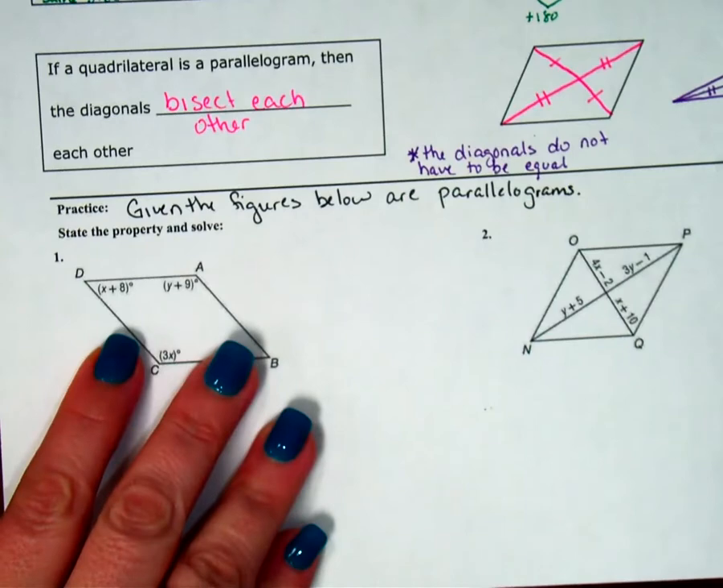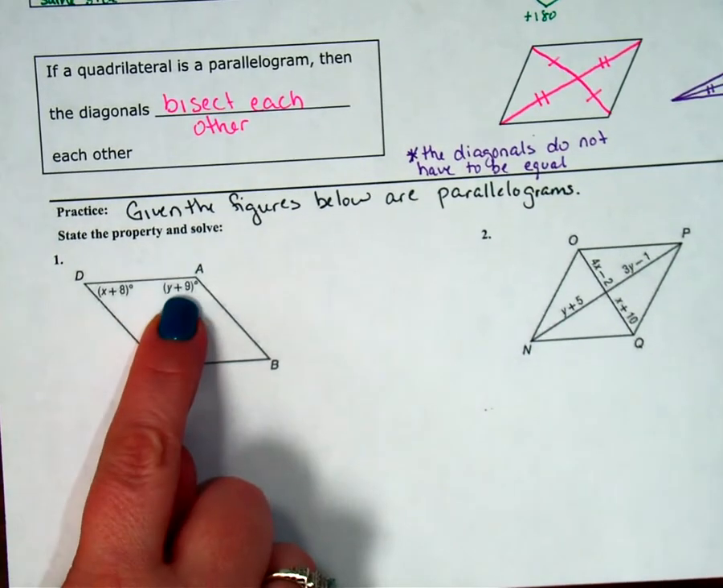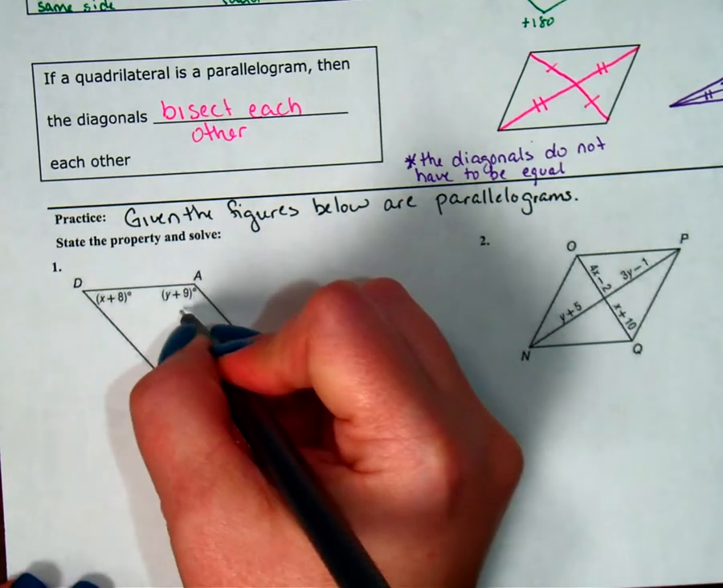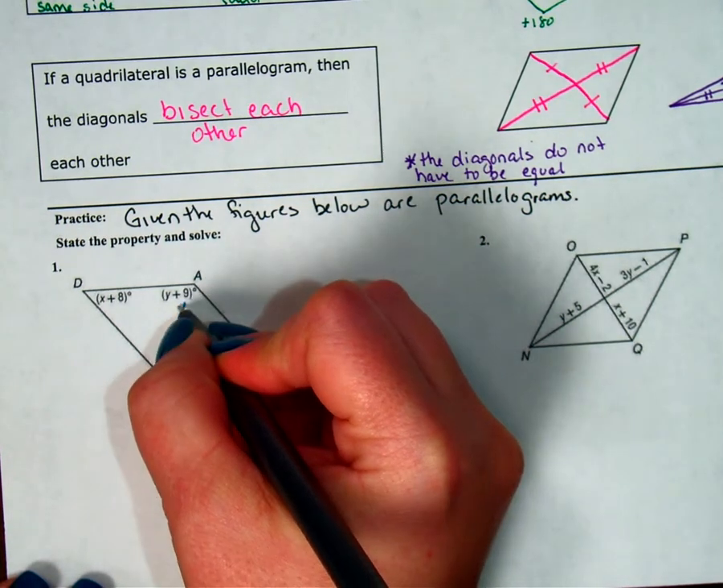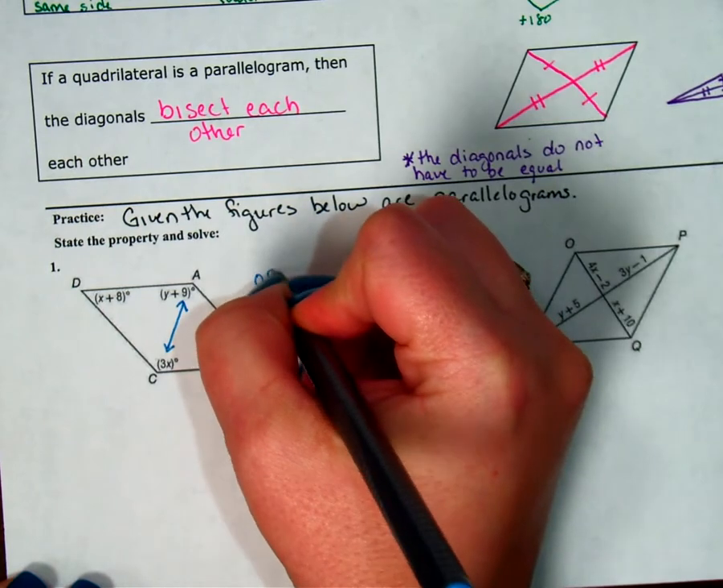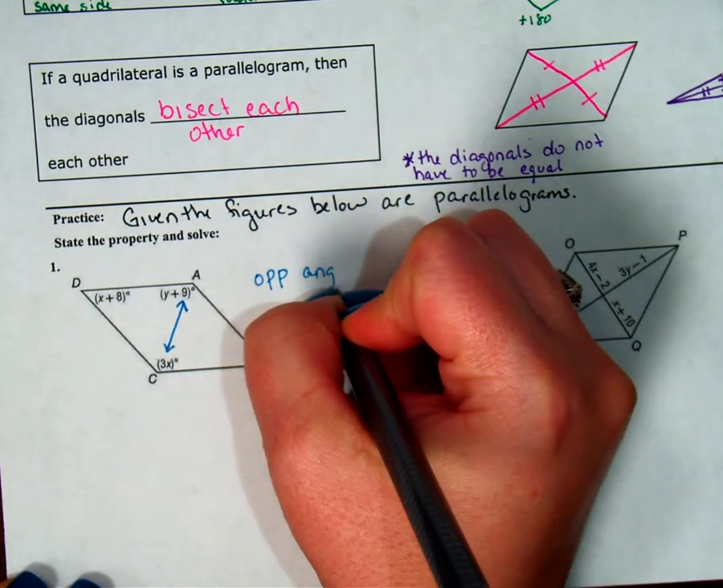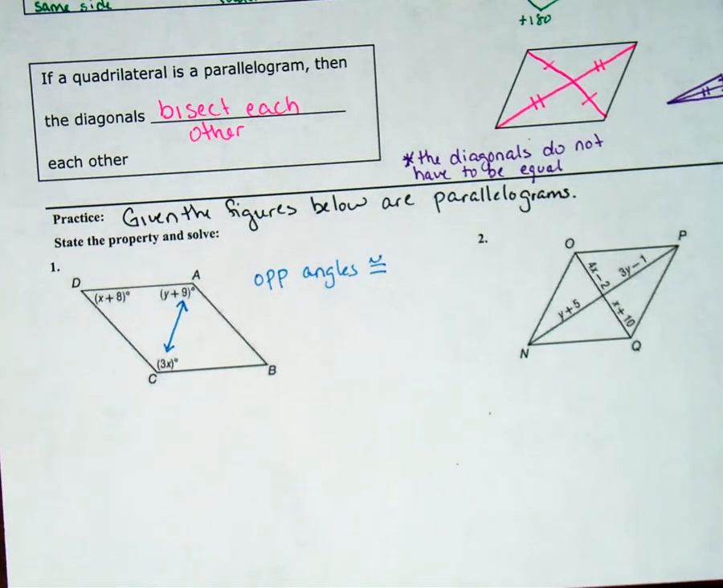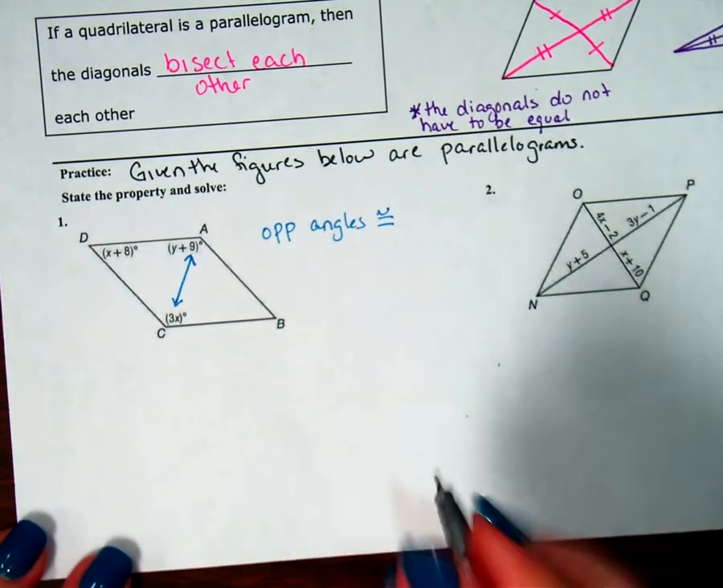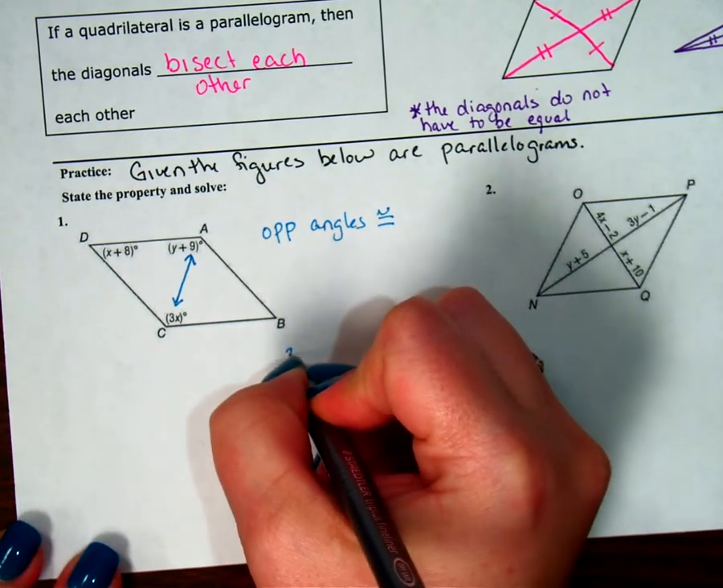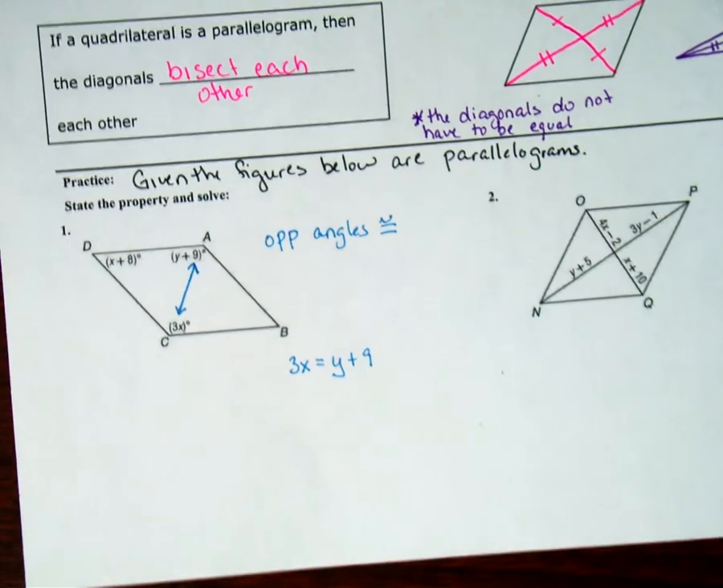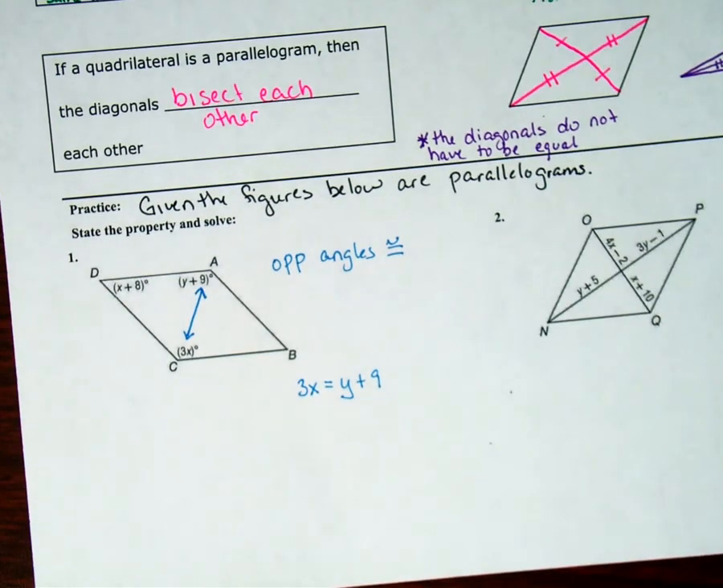So I do have some opposite angles, y plus 9 and 3x. I know that these 2 angles are going to be congruent. Okay, opposite angles are congruent. However, if I try to solve 3x equals y plus 9, I can't solve that because I have both an x and a y. So I'm going to have to pause on that one and look differently.